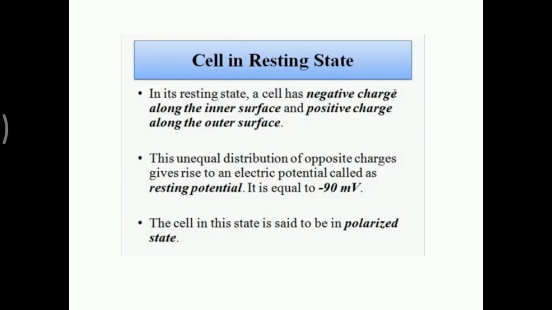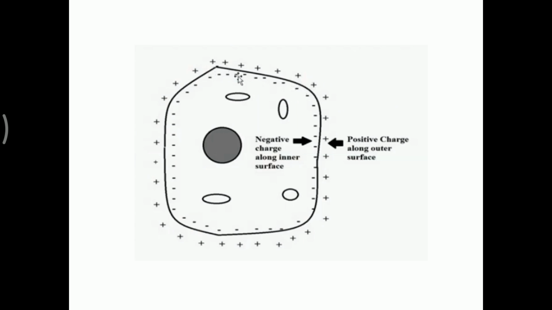When the potential is generated during the rest condition, we call it the resting potential, and its value is minus 90 millivolt. It is negative, below zero. The cell in this state is said to be in the polarized state. So this state is called the polarized state. Okay, so this is the diagram.